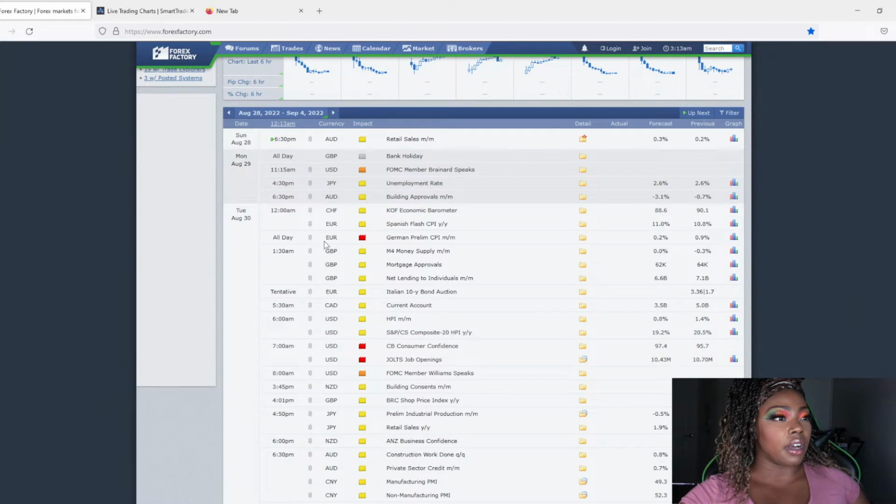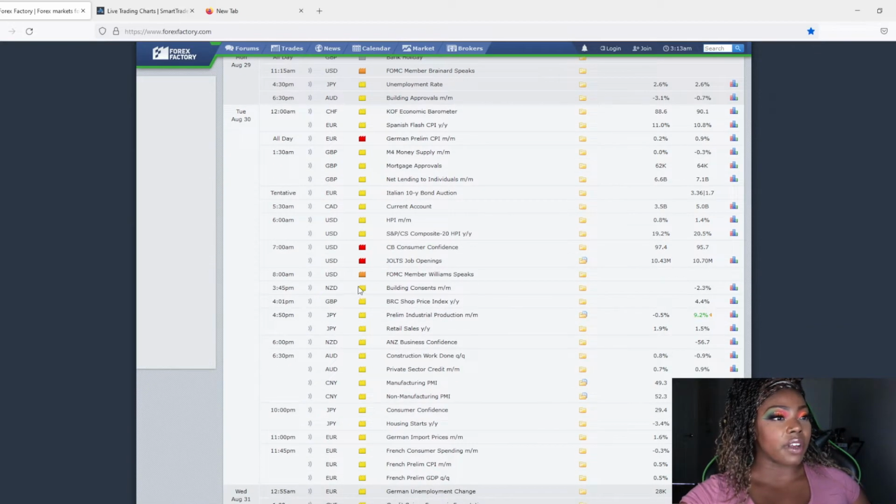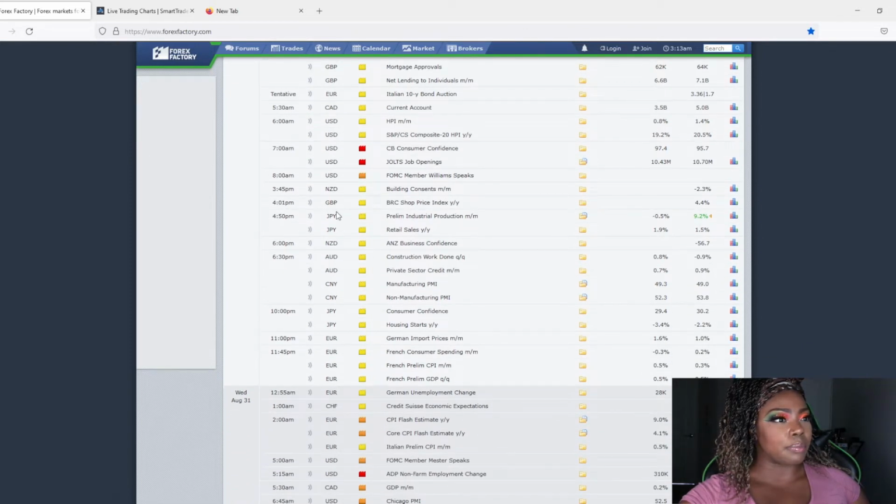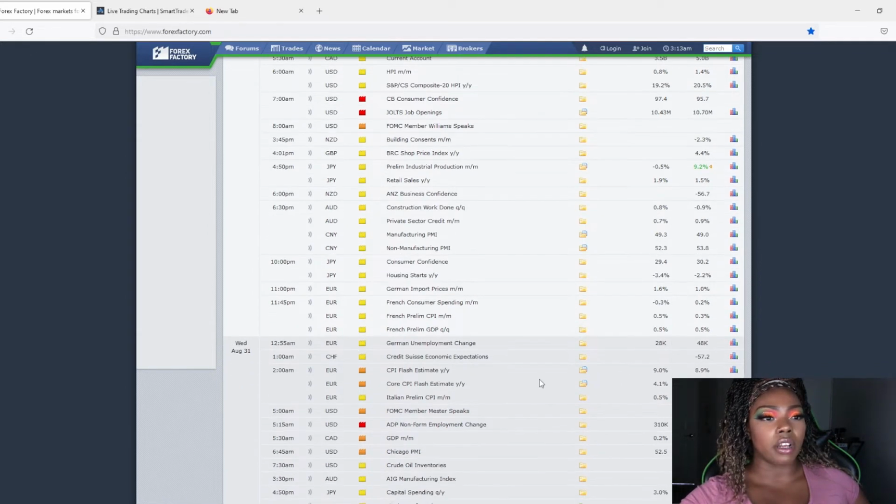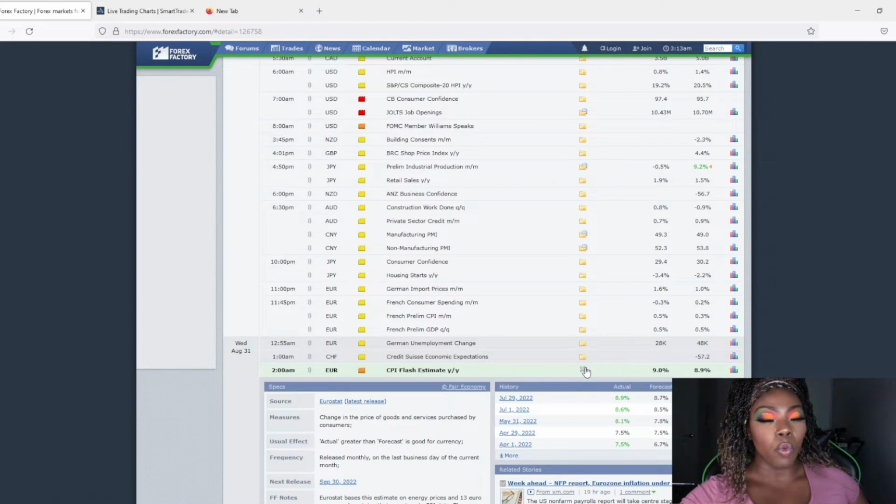Tuesday, for the European Euro, we have German CPIs, which is data points to see how the economy is doing. For the US dollar, at 7 o'clock, we have consumer confidence, and then we have some data points on how the job market is going. 8 o'clock, we also have another FOMC member speaking. Everything else for that day is pretty light. I'm only looking for red or orange folders that will dictate how heavy that might influence the market. But you can always go ahead and click on the side and see what that particular folder might mean.